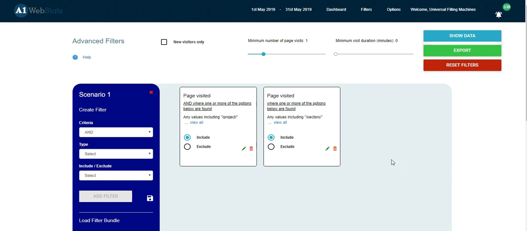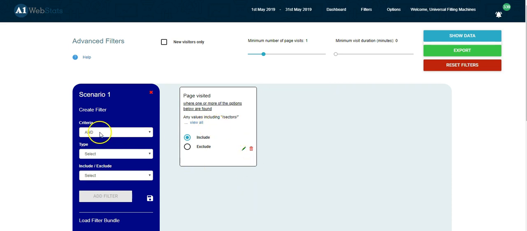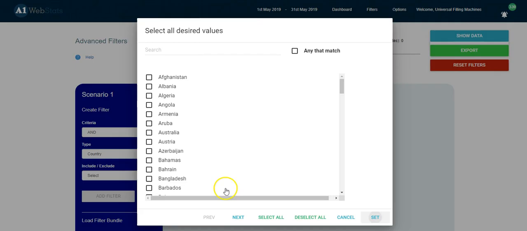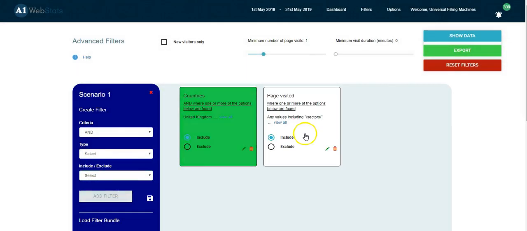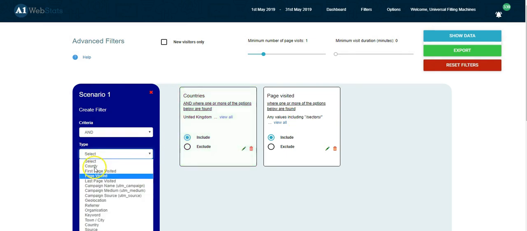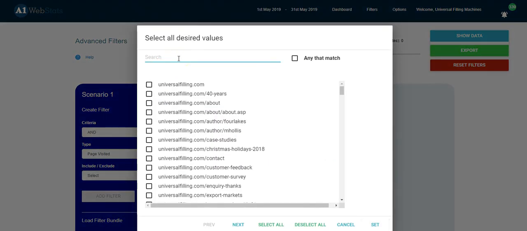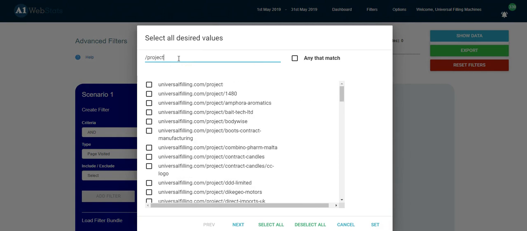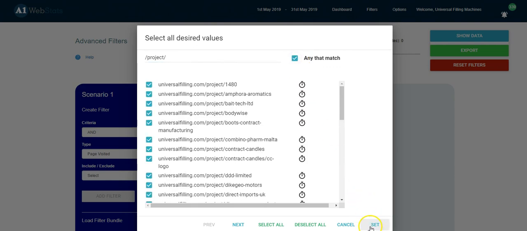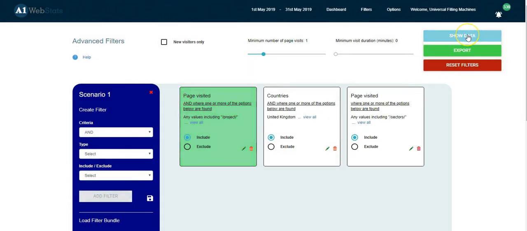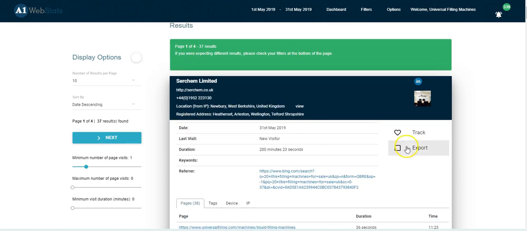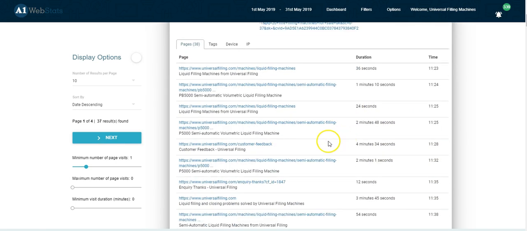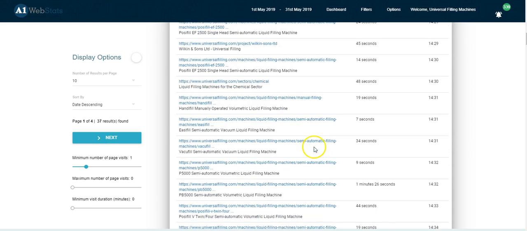Everything starts with data, and you can get very granular with the system here. If we get rid of that and focus on the sectors, for example, we could say, let's have a look at those people who came in from just one country and who got to sectors and who also got to any of the projects. And just run that data to look at it. And we can see there were, in this case, 37 results of people from the UK who got to projects pages and the sectors pages.